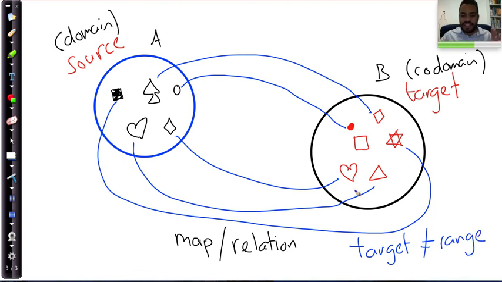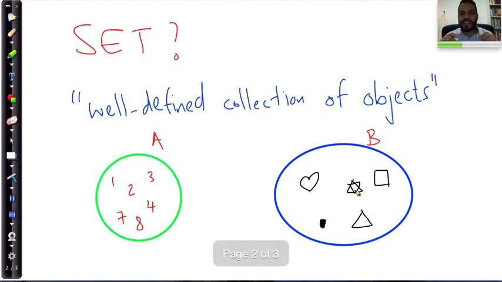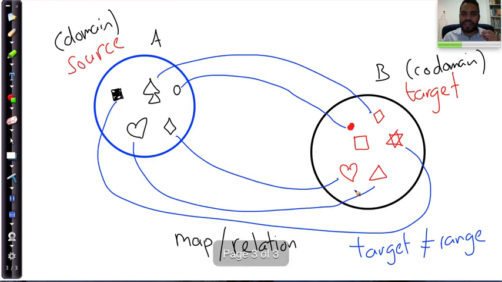So for now, just a quick recap of what we covered in this video: everything in mathematics, or at least a substantial part of mathematics, is going to be based on sets. And so one of the things is, what is a set? It is a well-defined collection of objects. And then secondly, when we start linking objects from one set to another set, that is called a map or a relation. The set from which you map is called the source, aka the domain, and the set to which you map is called the target or the codomain.